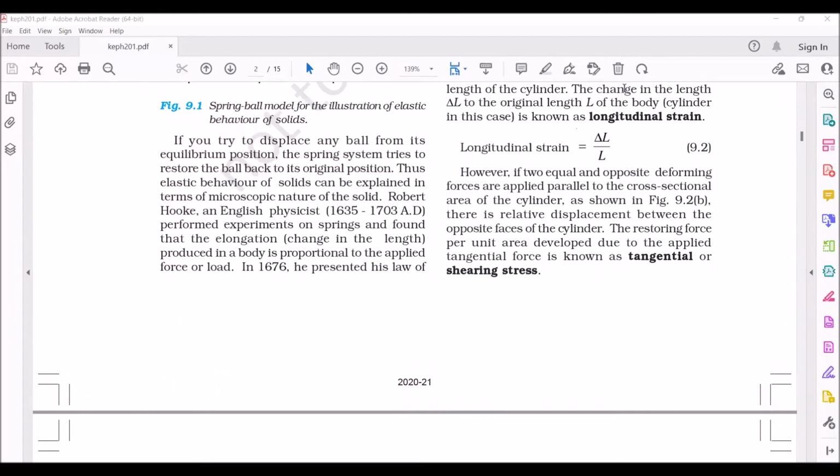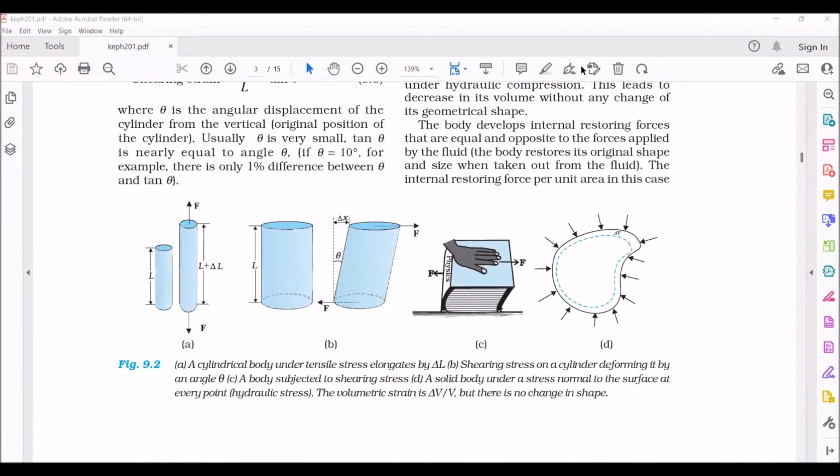So we discussed when we apply two equal and opposite deforming forces parallel to the cross-section area of the cylinder, as shown here. If the external force is applied in this direction, then the restoring force is developed exactly opposite to this applied force. This restoring force per unit area is called tangential stress or shearing stress. Here, the displacement is delta x and the angular displacement is theta.